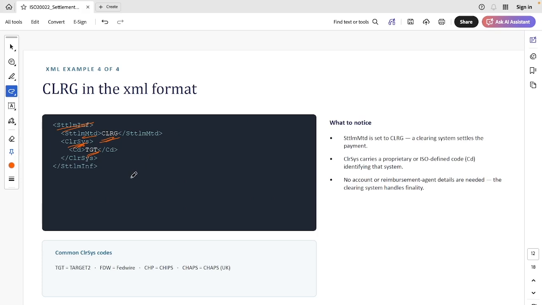This also shows some common clearing system codes, like TGT means TARGET2, FDW means Fedwire, CHP means CHIPS, and CHEPS is CHAPS of UK. The important point here is that for clearing, we usually do not need a settlement account or reimbursement agent details in the same way that we did for INDA, INGA, or COVE. Why? Because the clearing system handles the settlement according to its own rules. So when you see settlement method as clearing, you should look for the clearing system. That tells you which clearing system is being used.